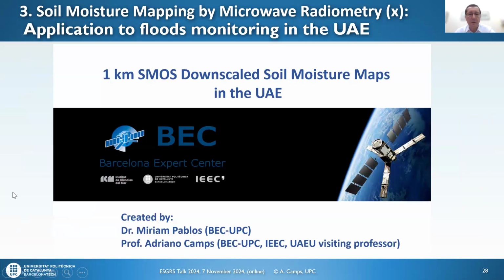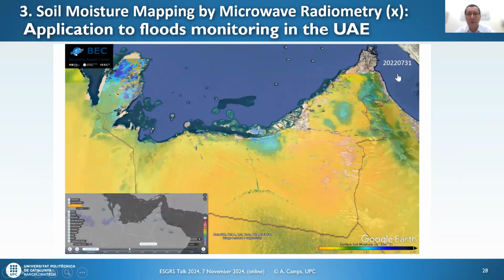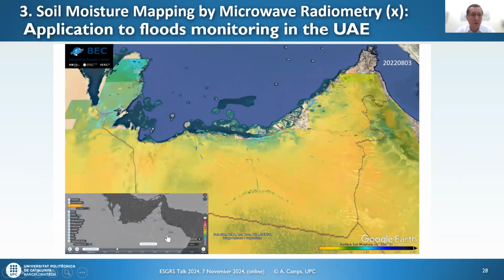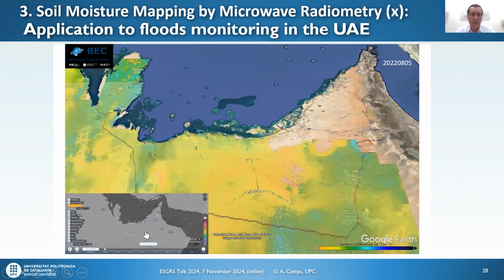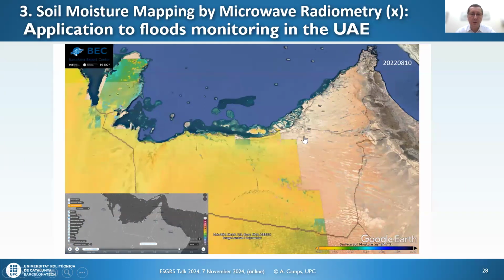Okay, this is an animation that Dr. Miriam Pablos and myself created that corresponds to the floodings that occurred in the UAE in July 2022, Fujairah, and there were some fronts. So here you will see the rain rate, okay, and of course you have this at a much higher temporal resolution, and SMOS passes once every 3 days. So here you have in the top right corner the date. Okay, so that's August the 5th, August 8th, and you see the soil moisture patterns that you see in the country.